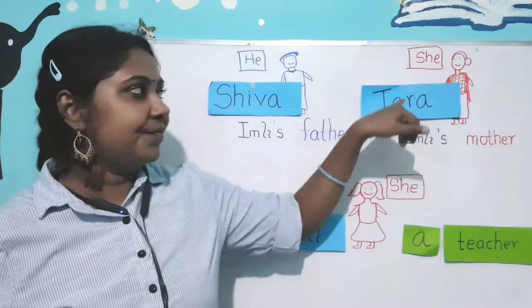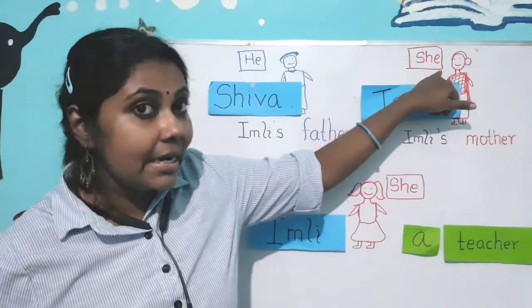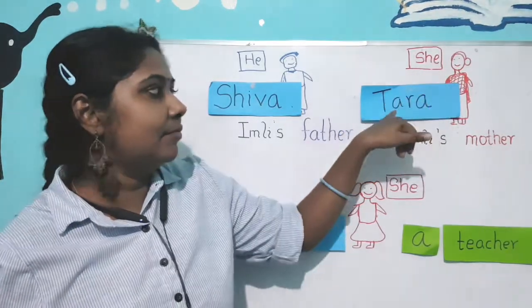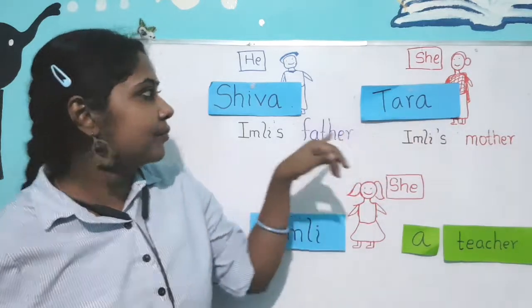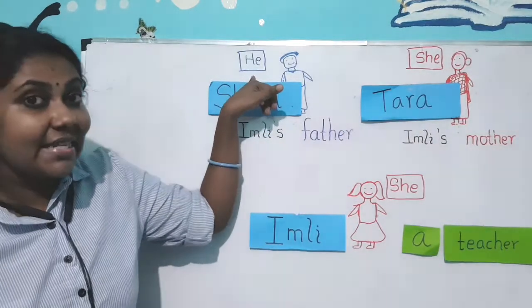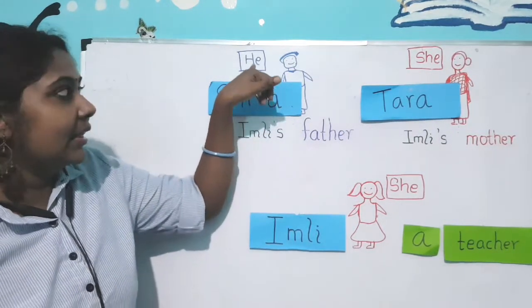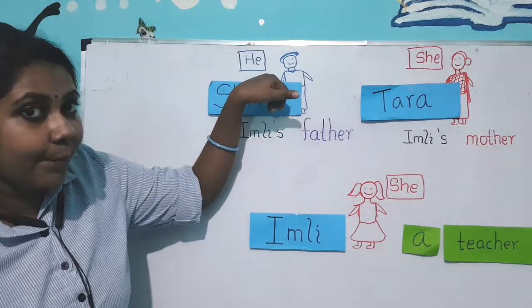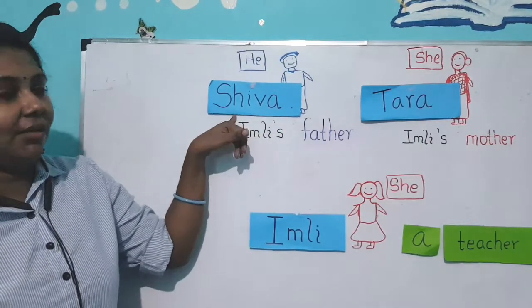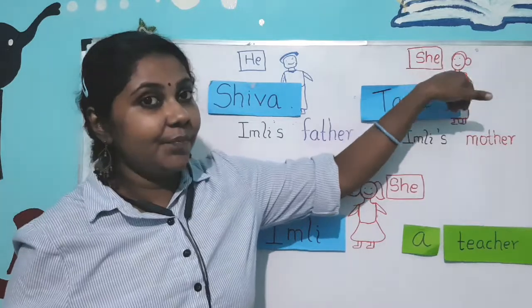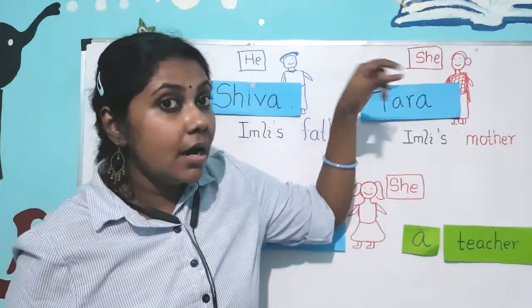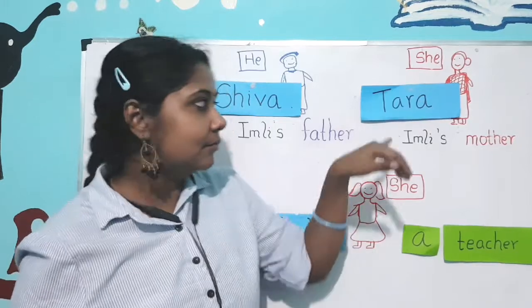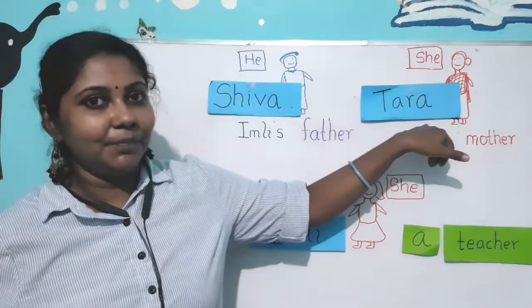Tara. What's her name? Tara. What's his name? Shiva. What's her name? Tara.